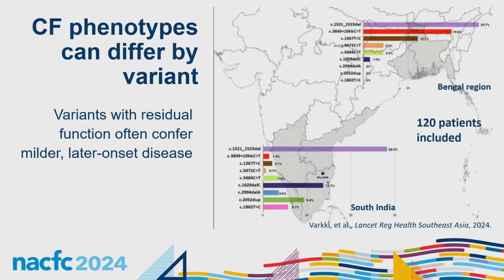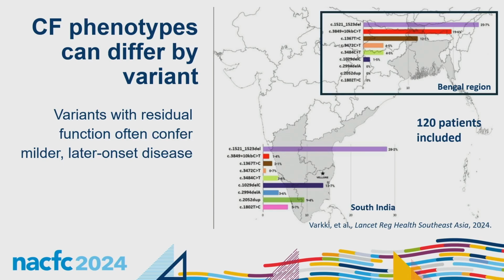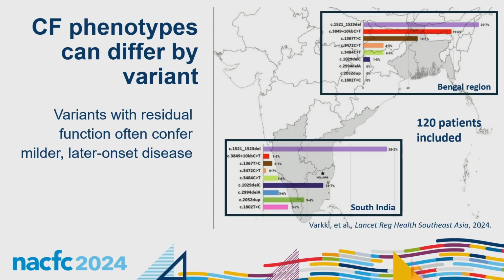Now, what I'm going to show you here is a recently published paper out of India. There was one center that looked at their patient population, about 120 people, and they were able to subdivide their patients into people who were from this Bengal region in the northeast of India, compared to those from the South Indian population. And it's not so important that you can actually read the small letters there. I'm going to give you some information on that in a minute. But what I want you to notice is the difference between the colored bars in the Bengal region versus South India. Those are allele frequencies for the same list of variants. And hopefully what you can appreciate is that they are not the same.